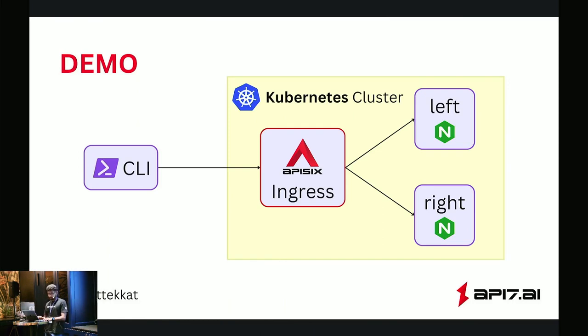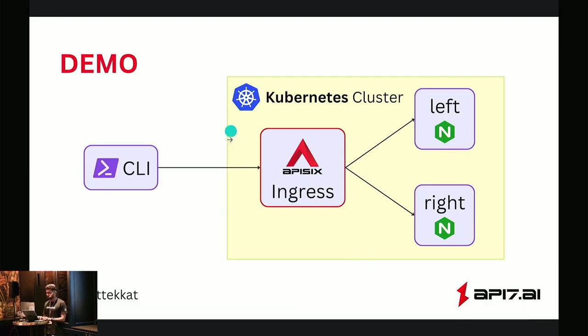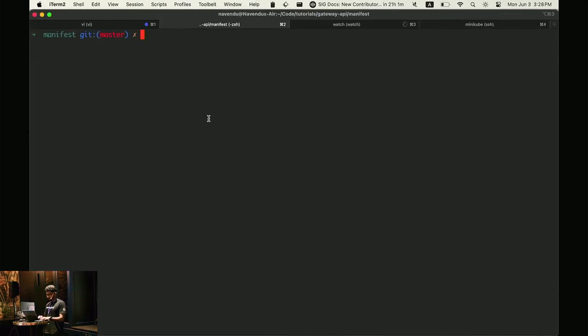So this is the basic demo setup. You have two services, left and right, which are running inside a Kubernetes cluster. And you have your clients, which is just a CLI client. And what you're trying to do is expose these services to your clients. And you do that through the APISIX Ingress. And what we want to do is when the client sends a request to the left path, we want it to be directed to the left service. And when it sends a request to the right path, you want it to route it to the right service. So let's see that in action.